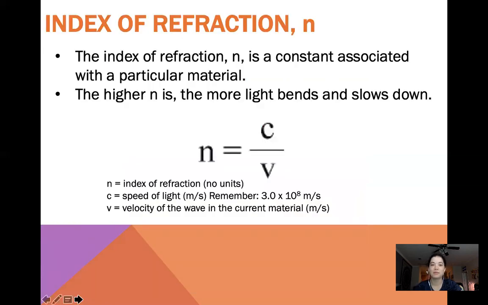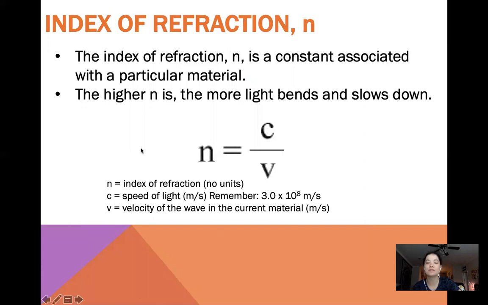So index of refraction is called N. The index of refraction, N, is a constant and it's associated to a specific material. So all materials have their own specific index of refraction. I will always provide you with an index of refraction, but you need to know that they are specific to each material and that they do not have any units. So the higher an N value is, the more the light will bend and slow down.